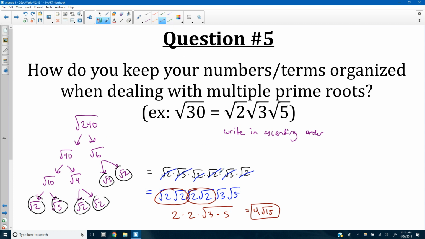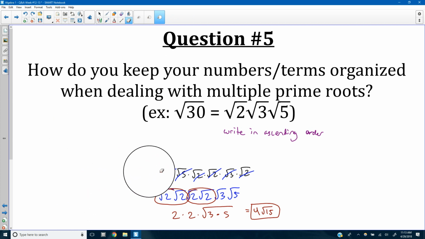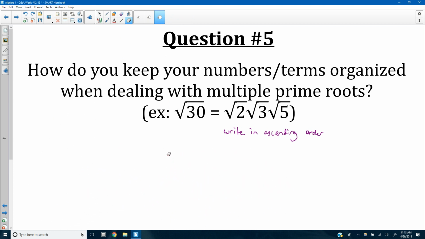Well, one way is to cross things out and make sure they're written down in a different way. A second thing could be using those dots with multiplication. I've talked about that before. Really make sure that when you're dealing with a problem that has simplifying radicals, you understand everything is multiplication.